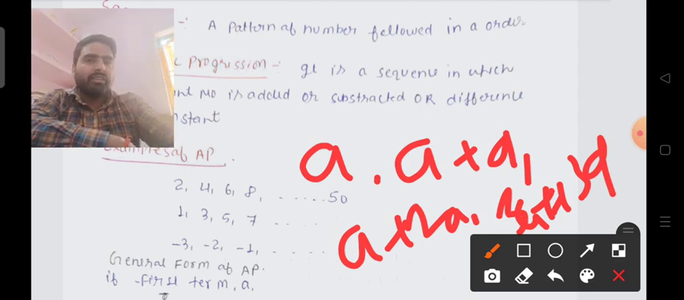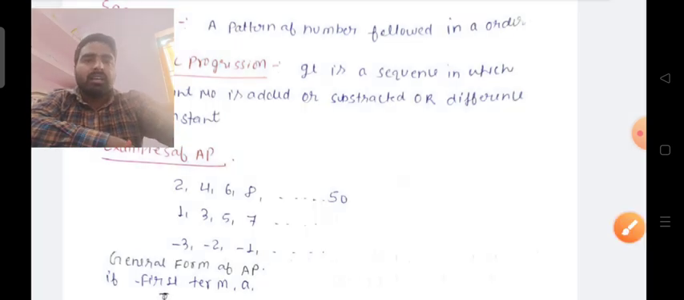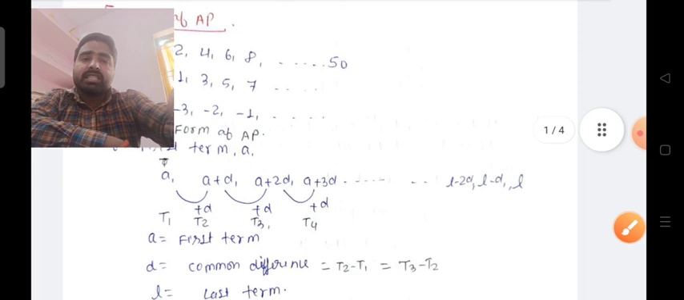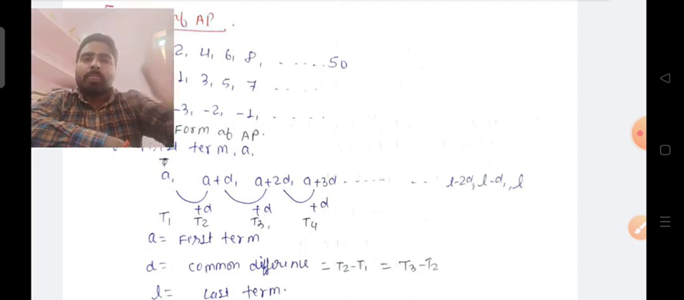Then here we have a series. A is the first term and D is the common difference. How to find the common difference I have already discussed: D is equal to T2 minus T1, subtracting the first term from the second. Then this is the general term. This is A, this is A plus D, this is A plus 2D, this is A plus 3D and so on, up to L. This is T1, T2, T3, T4.